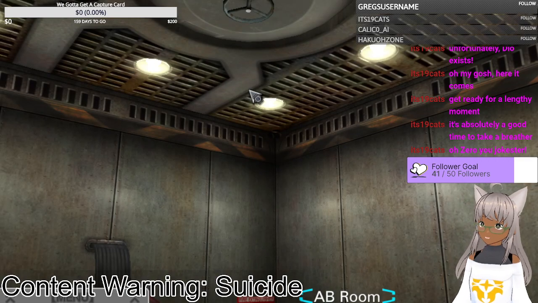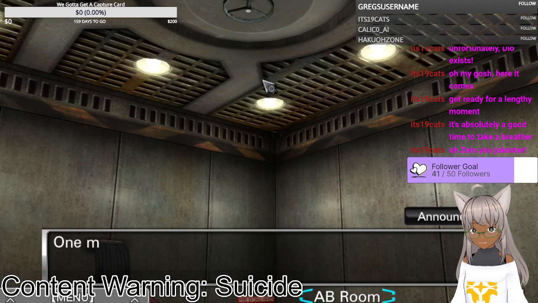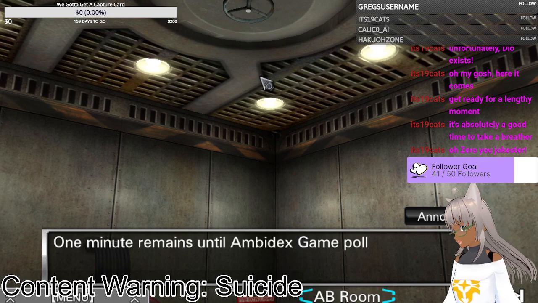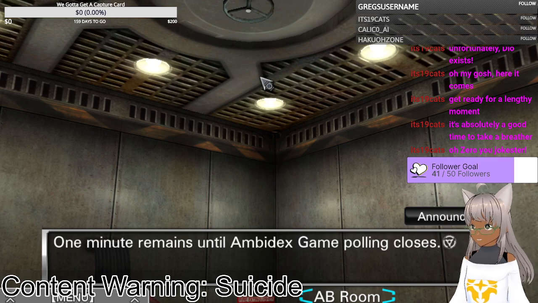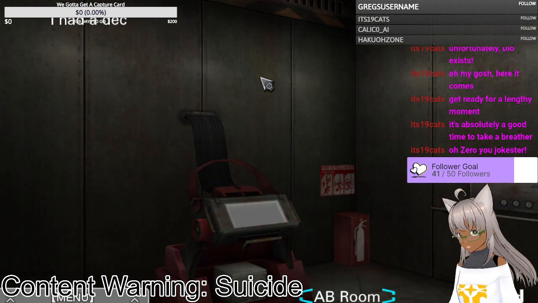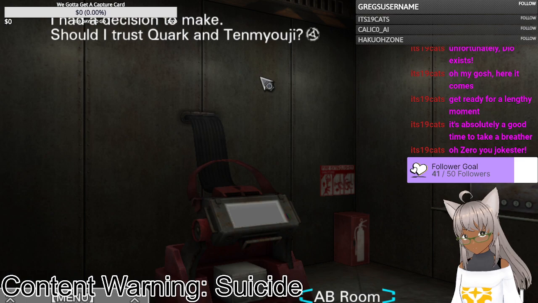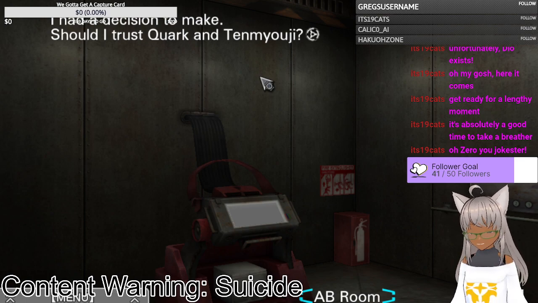Literally hovering my cursor over where that button's gonna be. 1 minute remains. Just hovering my cursor right above it. Closes. Actually, I can just smash the spacebar even. So, yeah. Hovering my finger over the button. I had a decision to make. Should I trust Quark and Tenmyoji?